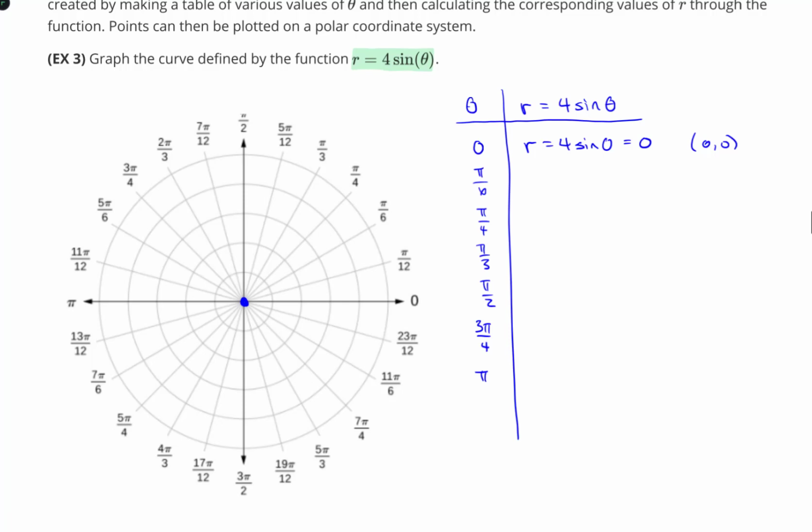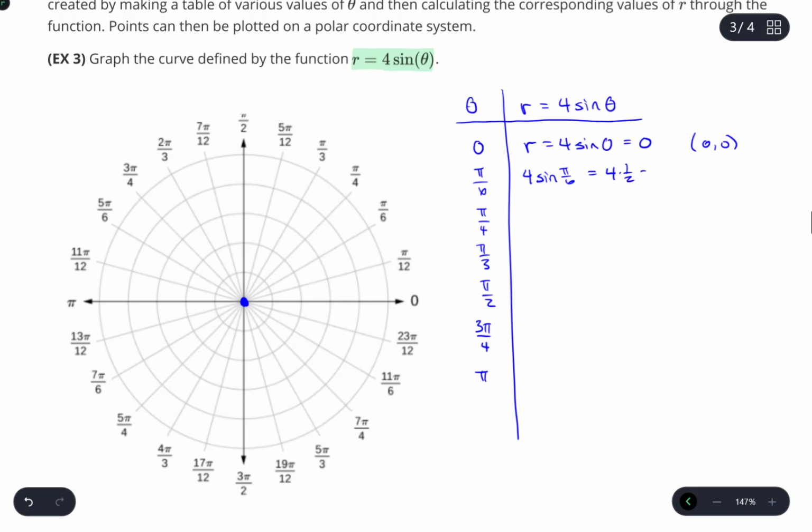The next point, I would be doing 4 sine pi over 6. And sine pi over 6, that's one that you should know. Quadrantal sine and cosine angles in the first quadrant you should know. In this case, that is 1/2. So this would be 4 times a half, which is 2. So then I have a coordinate at 2 and pi over 6. So I just find the pi over 6 line and plot 2.